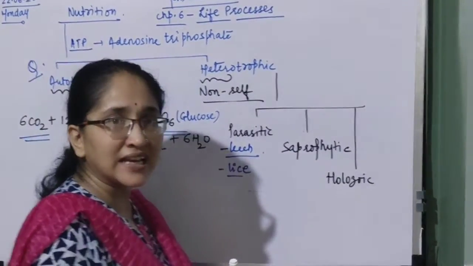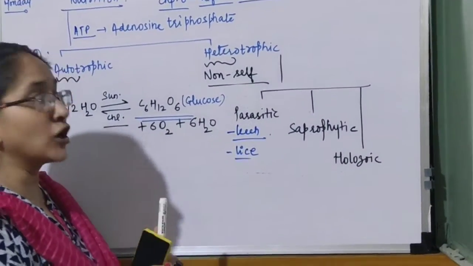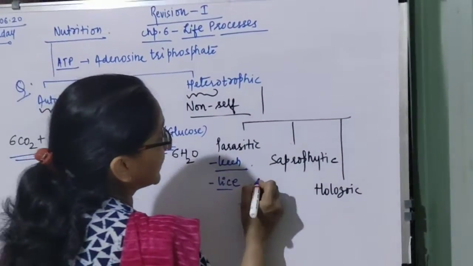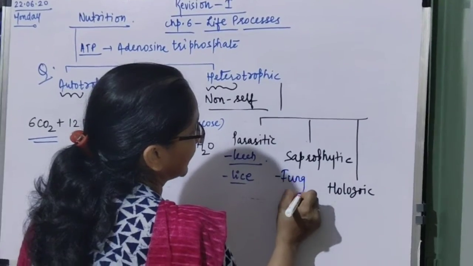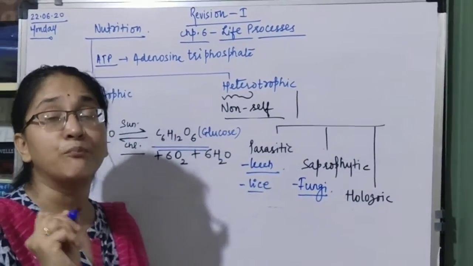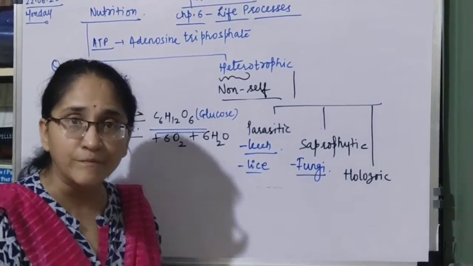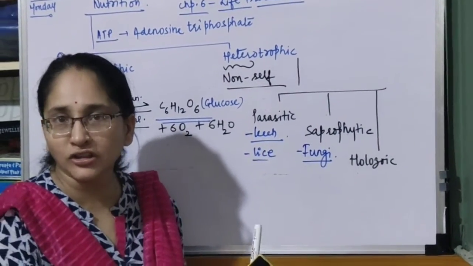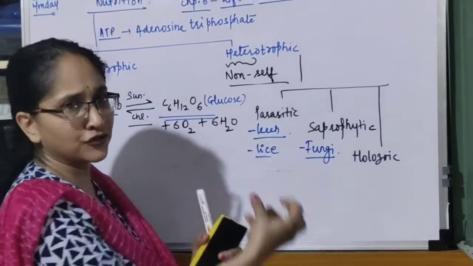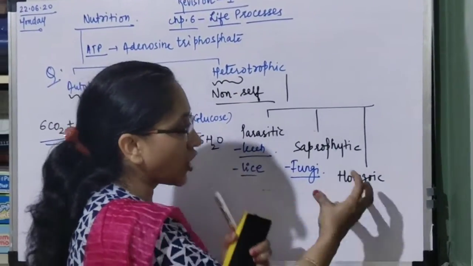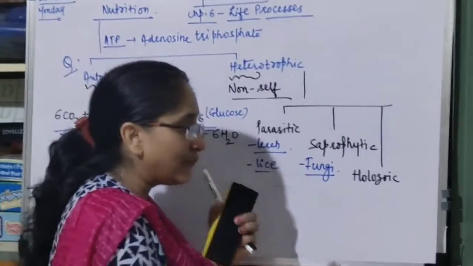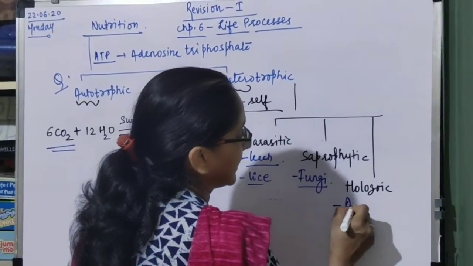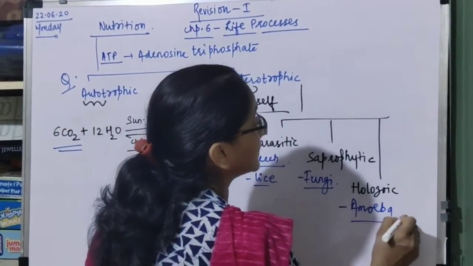Talking about saprophytic, this mode of nutrition is basically exhibited by various fungi which depend upon dead and decaying organic matter. For example, if you keep the bread like that, it turns stale. You'll see the growth of fungus on it. So that mode of nutrition is saprophytic. And when we talk about holozoic, it is the engulfment of the entire food, which is basically carried out by organisms like amoeba and also by organisms like us.